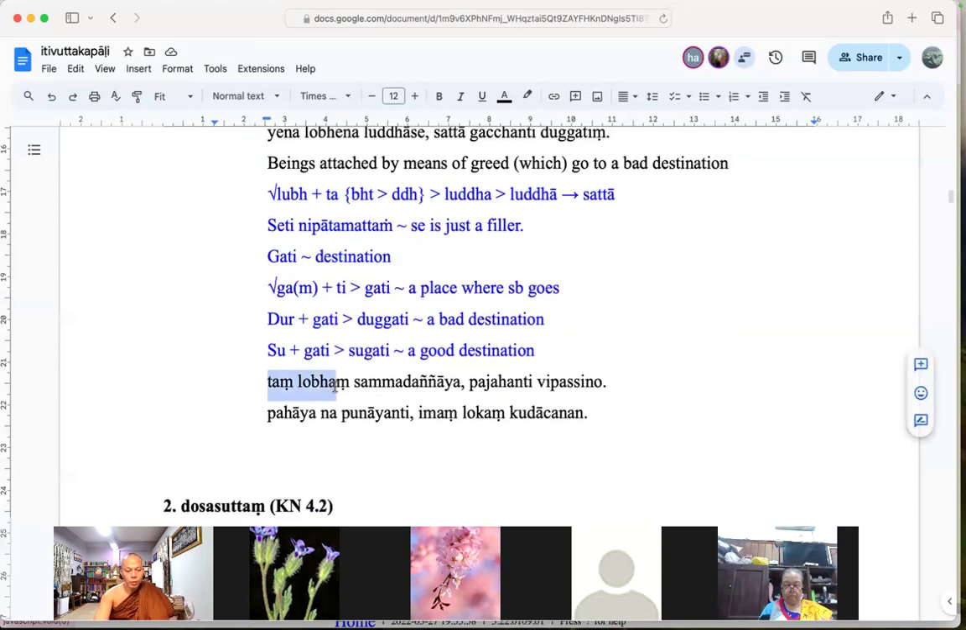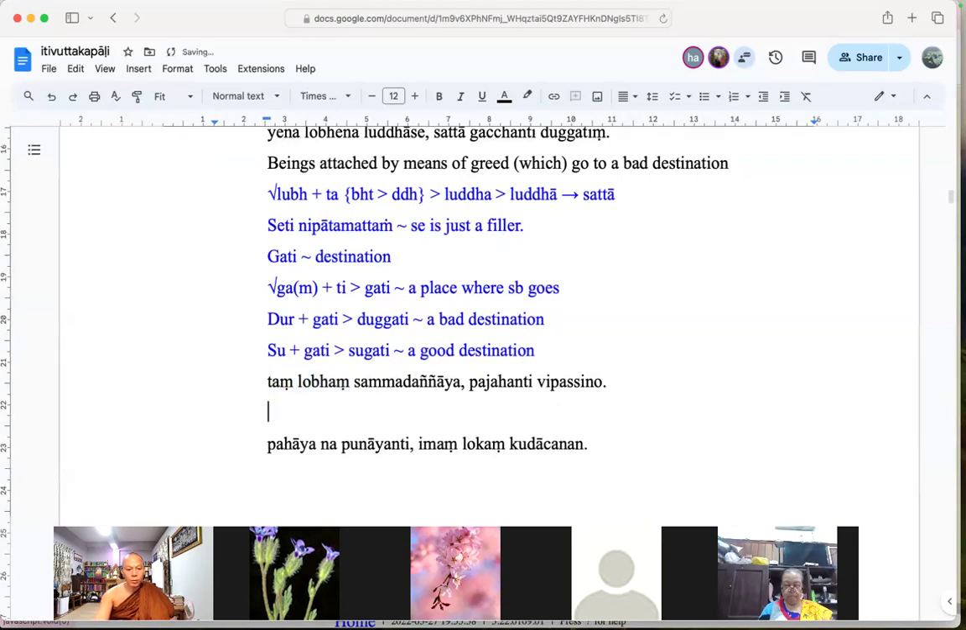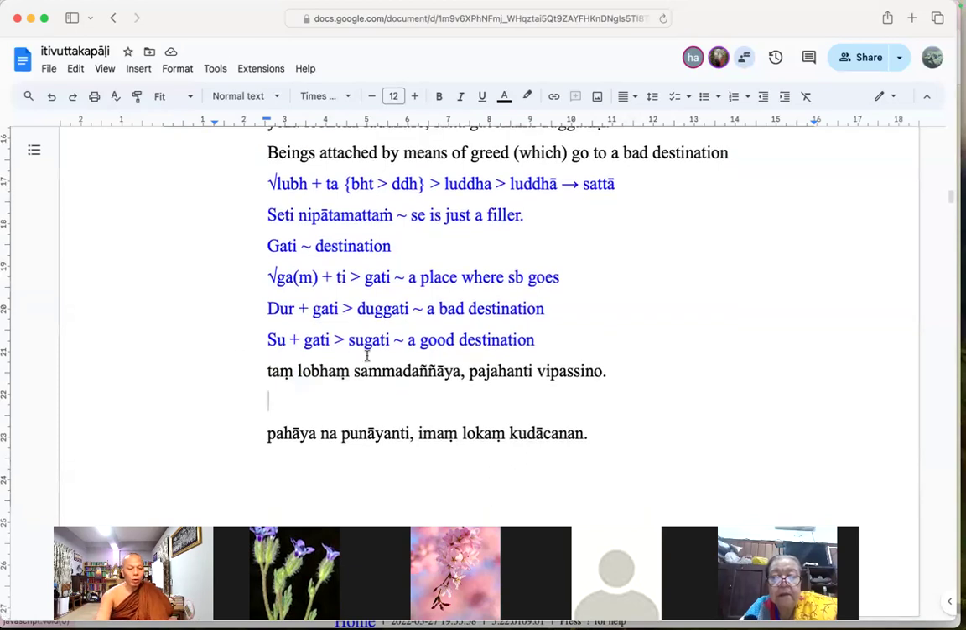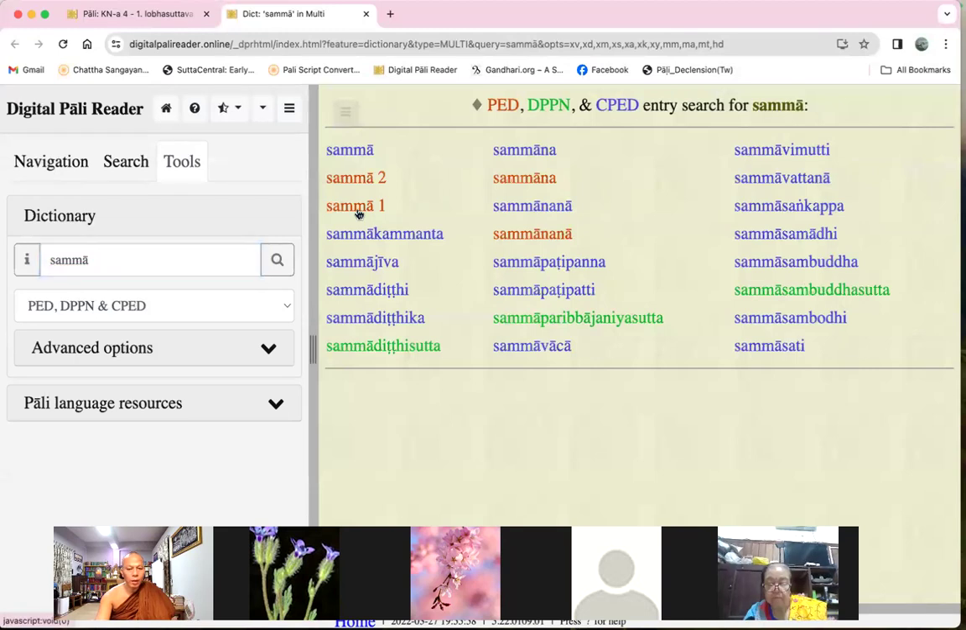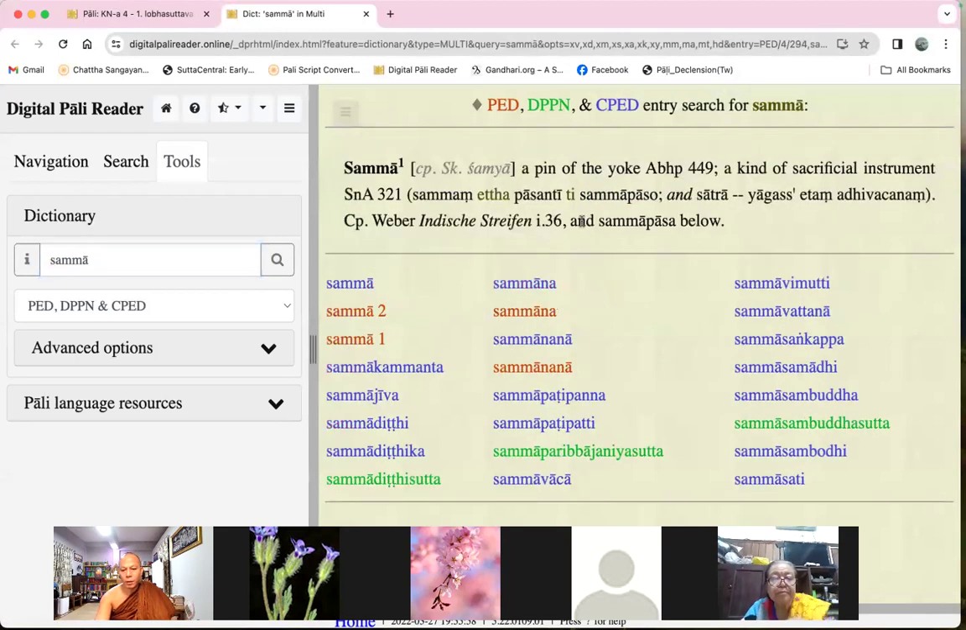And then, so tam lobham. So, okay, before going to the translation, tam lobham, so that greed. So here, which greed? Here, that greed, and these are related. So, samadinnaya. Actually, it should be divided. Sama, and dinnaya. But before that, so sama is actually ending in the consonant.